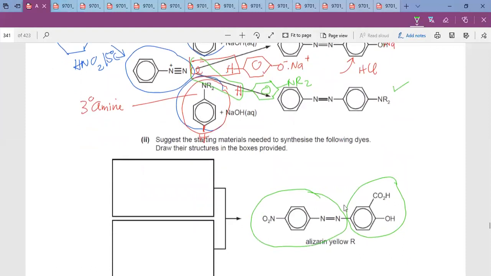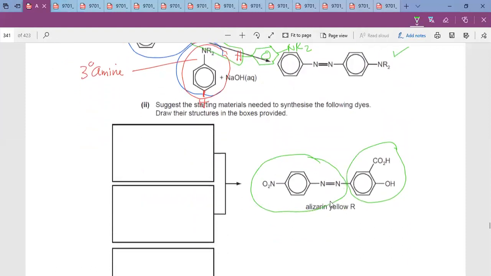See? So this is the first part, so draw the ring first. You must look at the example they give you. Don't draw it in reverse. So here, NO2, here will be a positive and Cl minus here. And the other part will be your second one. Put the OH here and your CO2H here, because it is this hydrogen here that will react.